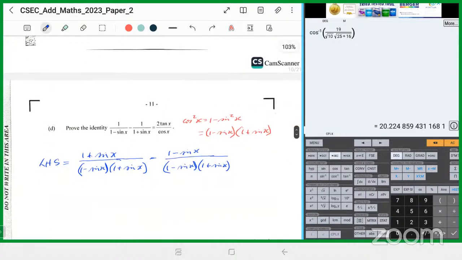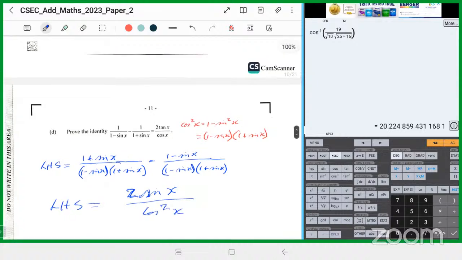All right, I'm going to consolidate the numerator. My left-hand side becomes this numerator minus this numerator. So what do we have? 1 minus 1, the 1 is gone. We have sine x minus a negative sine x, that becomes a plus. So it becomes 2 sine x divided by, and each of these denominators is cos squared, based on the identity that I wrote initially. So my denominator becomes cos squared x.